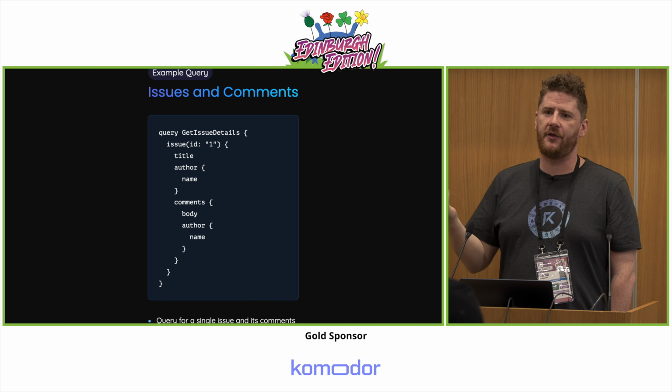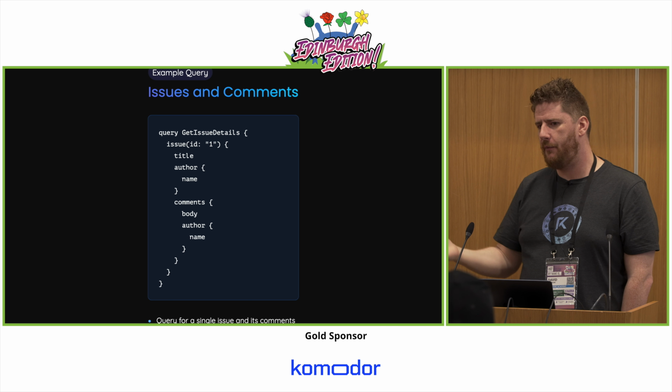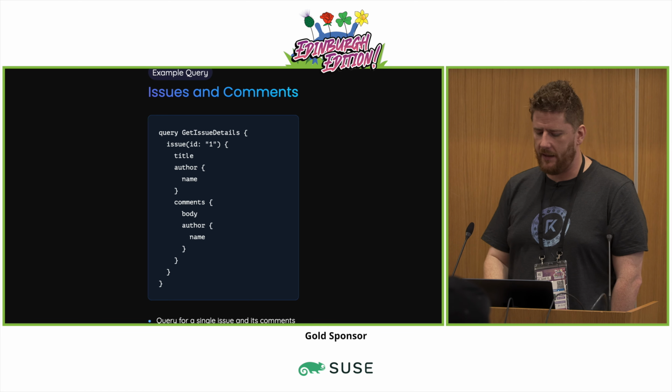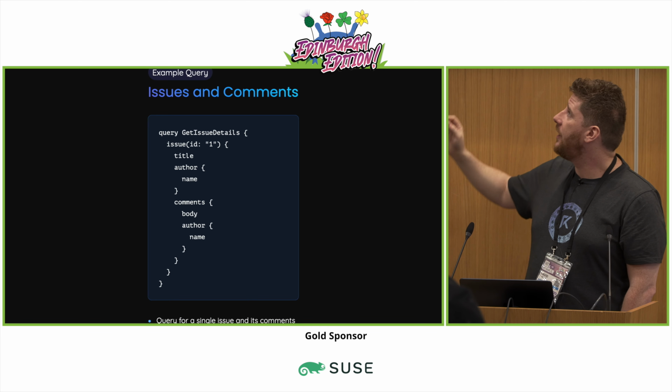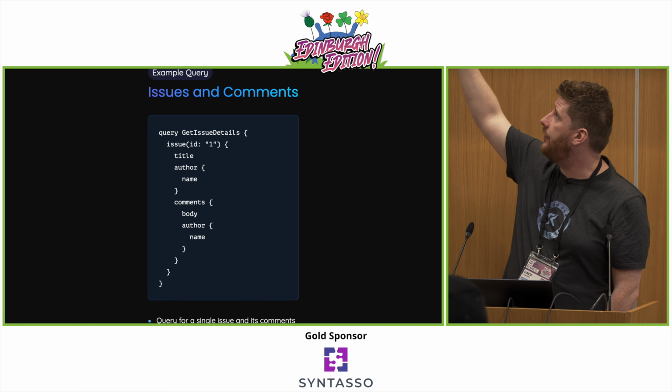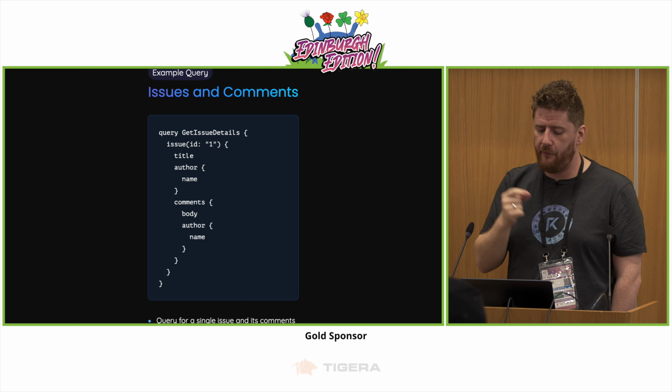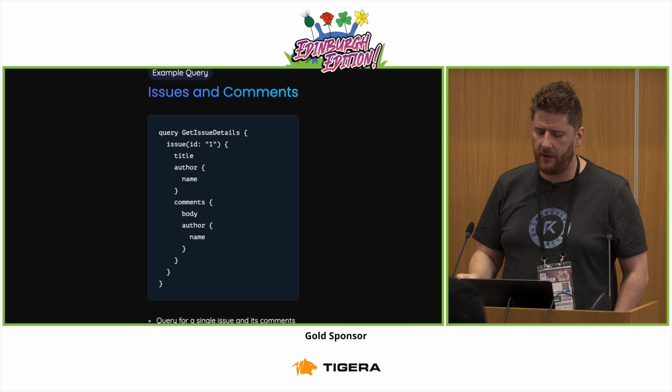Some of you will be going, that sounds quite scary, and it is. But again, we have rules and regulations, constraints that we can put in place to make sure we don't denial of service attack ourselves. So here, the router knows that we have issues, and the comments are related to issues, and we can fetch them if we have enough information to be able to resolve the query.